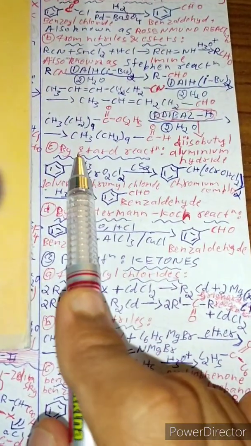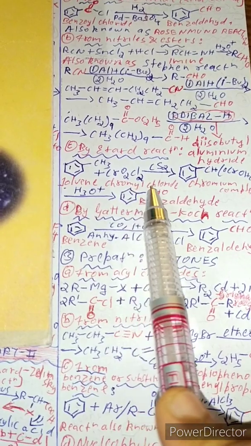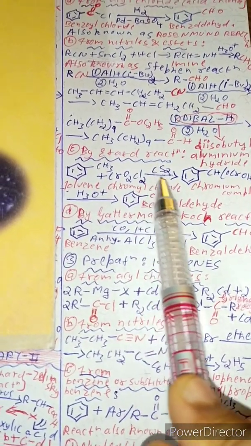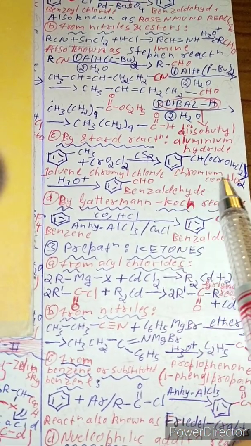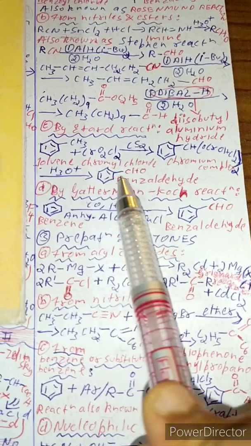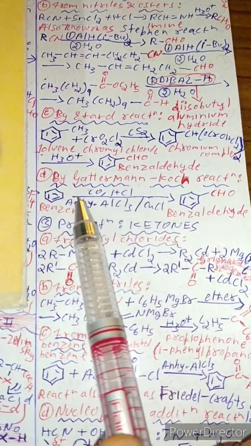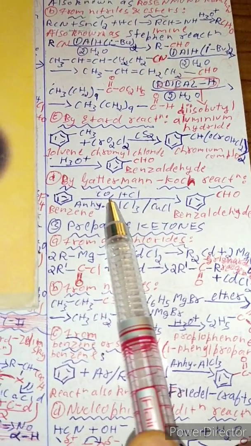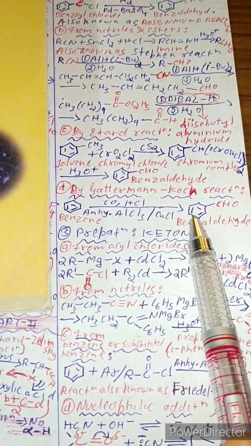Next is the Etard reaction. In the Etard reaction, toluene reacts with chromyl chloride, CrO2Cl2, in the presence of carbon disulfide to give a chromium complex. This is the chromium complex, and in the presence of hydronium ion it gives benzaldehyde, CHO. Next is the Gattermann-Koch reaction. Benzene in the presence of carbon monoxide, HCl, and anhydrous AlCl3 or copper chloride gives benzaldehyde.